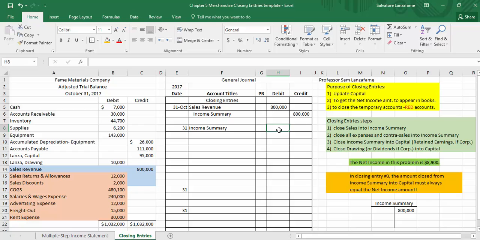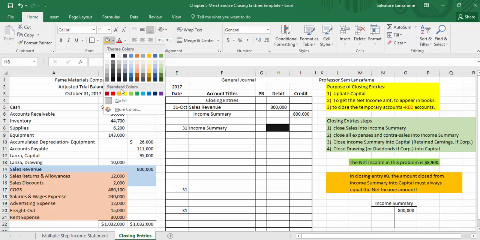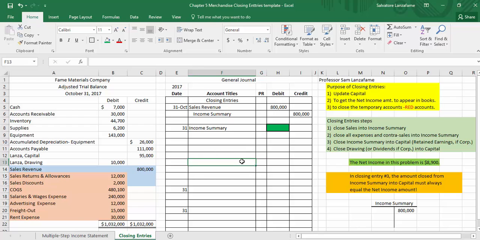So we'll just leave that blank, give it a certain color here, and then we'll come back and fill that number in. Okay, we'll just make it green. I need to eventually put a number in this spot that's going to add up to all of my credits. So let's credit all of the sales returns, sales discounts, COGS, and the remaining expenses. So we're going to credit sales returns and allowances, and that number is 12,000.